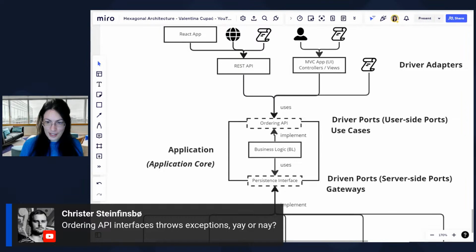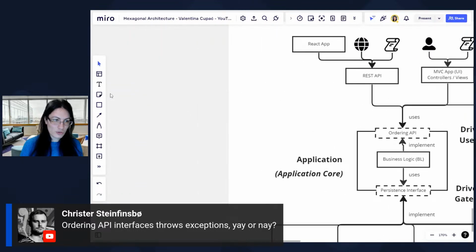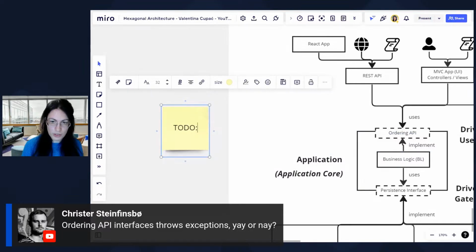Ordering API interfaces throw exceptions. Okay, I might put that as a to-do for a subsequent session, simply because we are getting towards the end, but I will put that to-do: throwing exceptions.